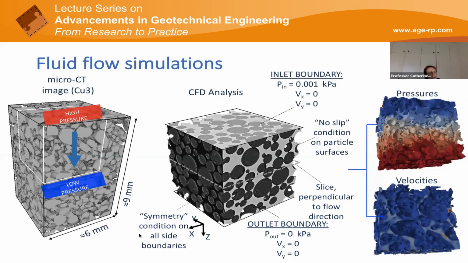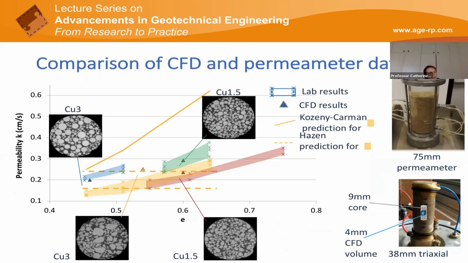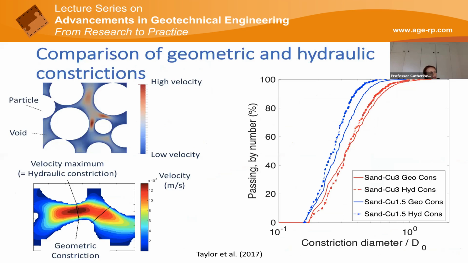We use some comparisons with permeameter tests to make sure the results were reasonable. But we can then see that the constrictions that we associate by considering the geometry of the void space alone do correspond with the local maxima in the velocity of the fluid of the flow. This is assuming laminar flow. And so we're reasonably confident that our partition method is relevant to thinking about the movement of water through soil.